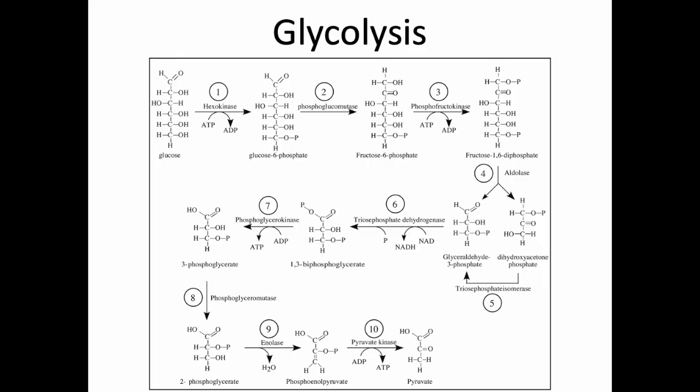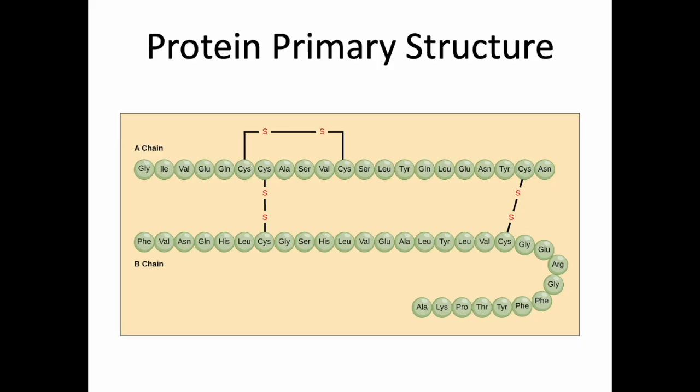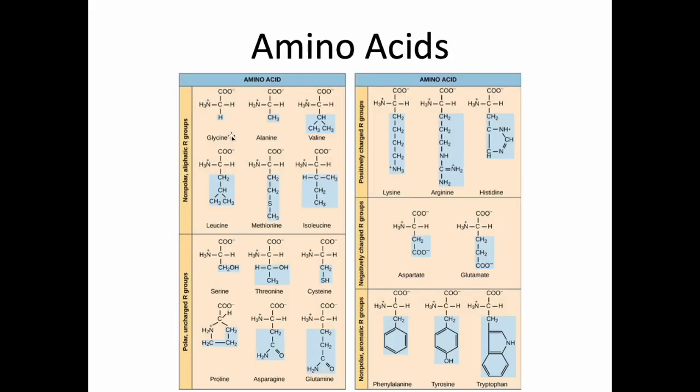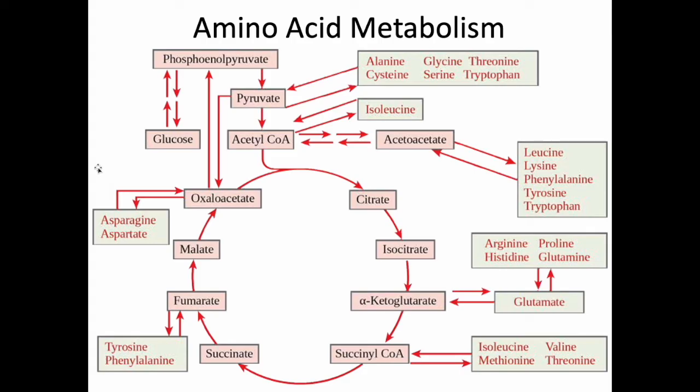Well, proteins, if you'll remember this slide, are a string of amino acids. Here's our primary structure here. It's just beads on a string. It's just a bunch of amino acids connected together. If you want to get energy out of a protein, you start by snipping the protein down into its individual amino acids. And so you're going to end up with a pool of a bunch of different amino acids. From there, we just shuttle them into somewhere in cellular respiration.